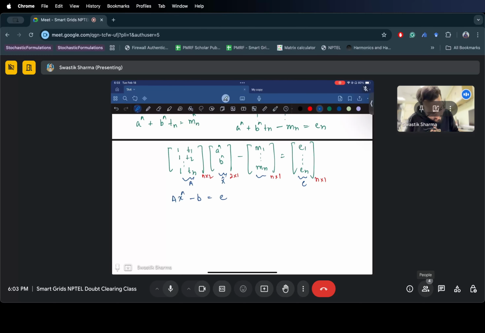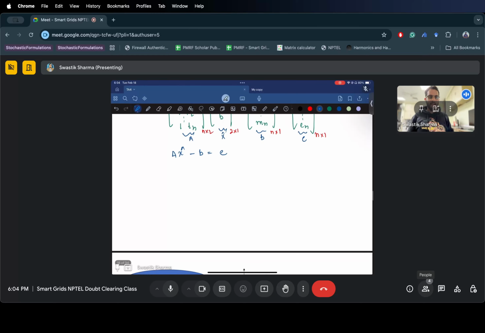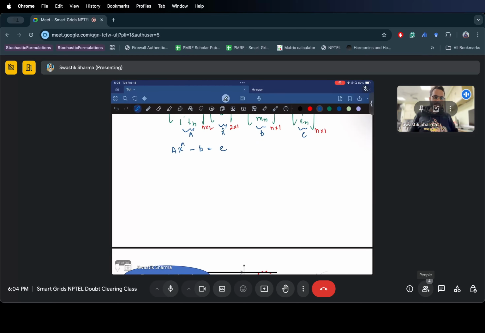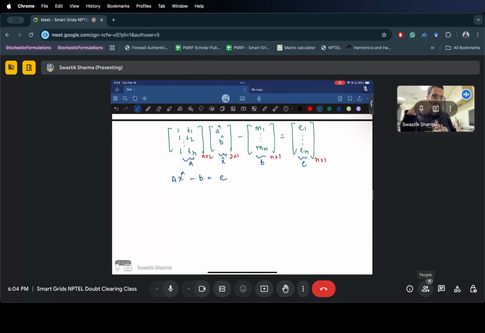Let's not call it B. If it's M, let's call it M only, and let's go with B. Right, so this is how your system of equations will look. Now, when I say that it is an overdetermined system, you can optimize the error: find that value of the unknown x cap, which is this a cap and b cap, that can minimize the error. So you convert this into an optimization problem where you minimize the error term.